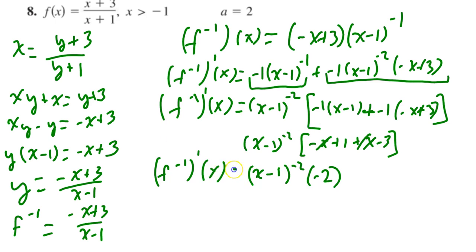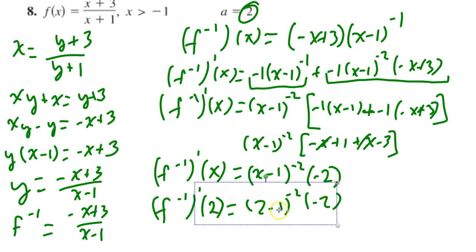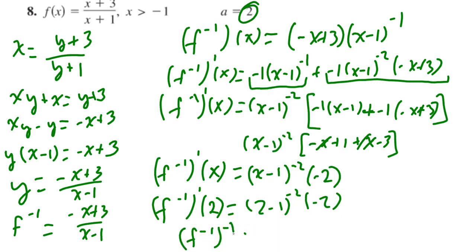Okay. And so now I'm ready to evaluate. I wanted to evaluate when a equals 2, correct? So now I'm just going to plug in a 2 for this x value. So I get 2 minus 1 to the negative 2 power times negative 2. Well, again, the 2 minus 1 is 1, and 1 to the negative 2 power is still 1, and 1 times negative 2 is simply just negative 2. So, sorry, that's an apostrophe, of 2 is negative 2, okay?